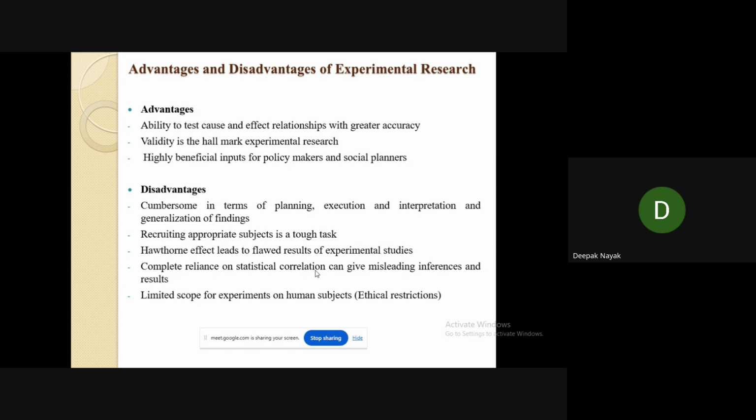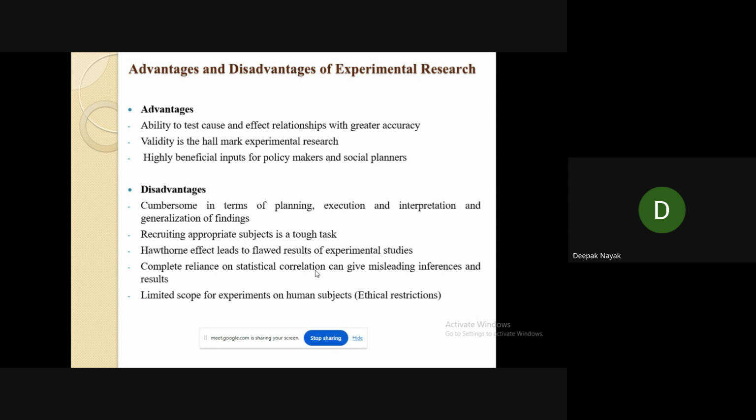Suppose you say that there is a relationship between illiteracy and poverty. There is a relationship between punishment and low self-esteem among students, a relationship between education and income, and a relationship between health-seeking behavior and health. So all these cause and effect relationships between variables are established more accurately under experimental research.